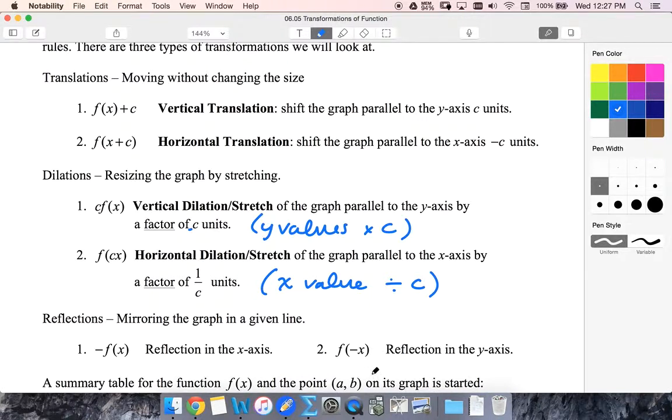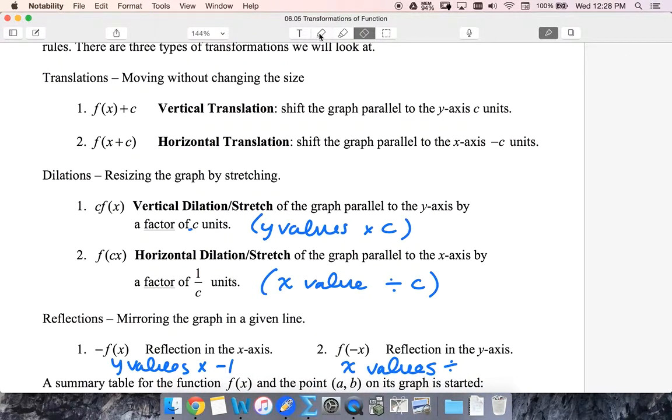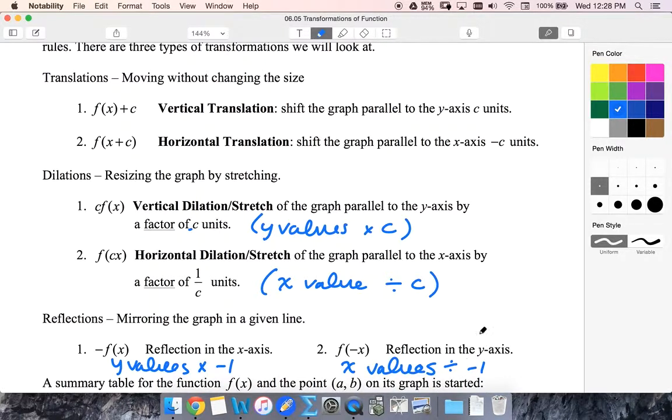So we can think about these in terms of individual points. So here, I'm taking all the y values, and it's really similar to this dilation. I'm taking the y values, I'm multiplying them by -1. Here I'm taking all my x values, and again, it's the same as the c up here. I'm dividing by -1 is what's happening. Of course, dividing by -1 is the same as multiplying by -1, and that's what flips us over the y-axis. All positive x values become negative.